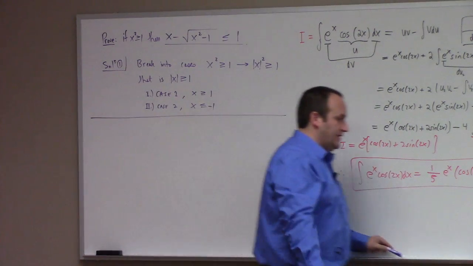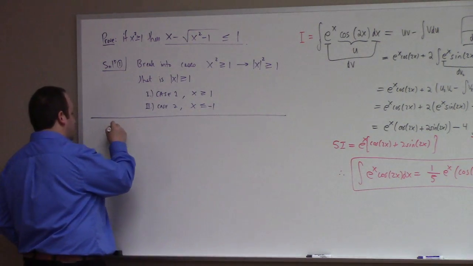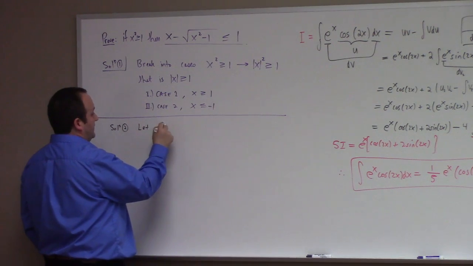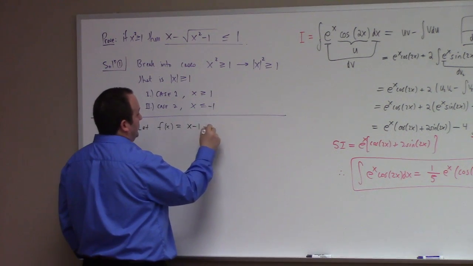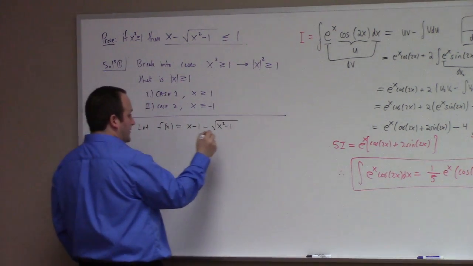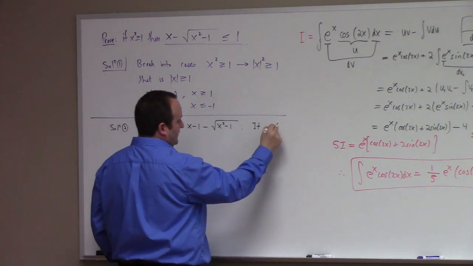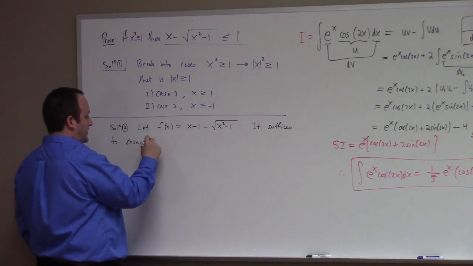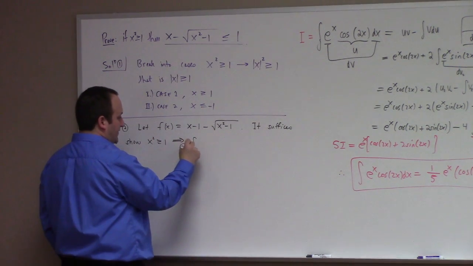The other way you could do it, and I think this might be more fun, would be just to consider a function, f of x equal to x minus 1, minus the square root of x squared minus 1, right? So that it suffices to show what? X squared greater than or equal to 1 implies that f of x is what?